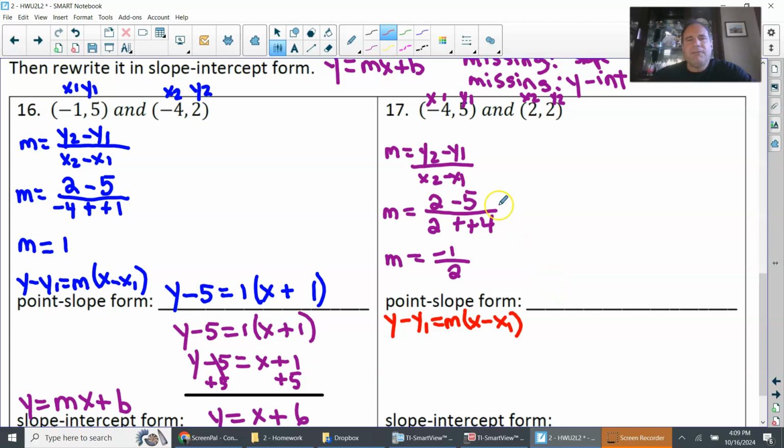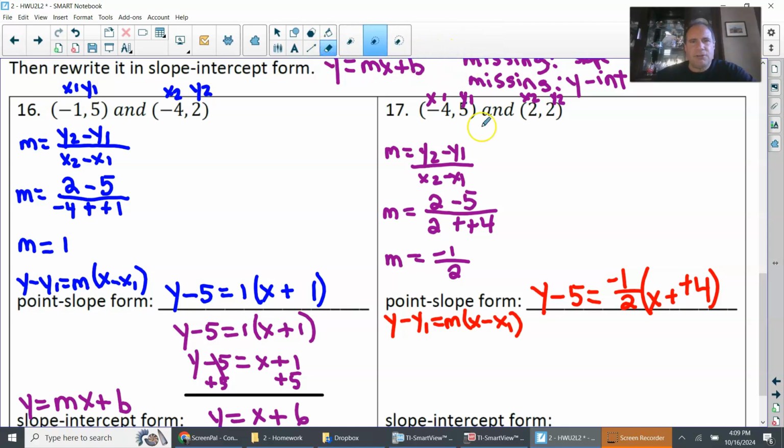So the point, if you use this point right here, it's y minus y1, which is 5, equals the slope, which is negative a half, times x minus x1, which is negative 4. Notice I have the double negative there. I'm just going to change it, and that is my point slope form. I am going to erase this because it annoys me, and that is it.